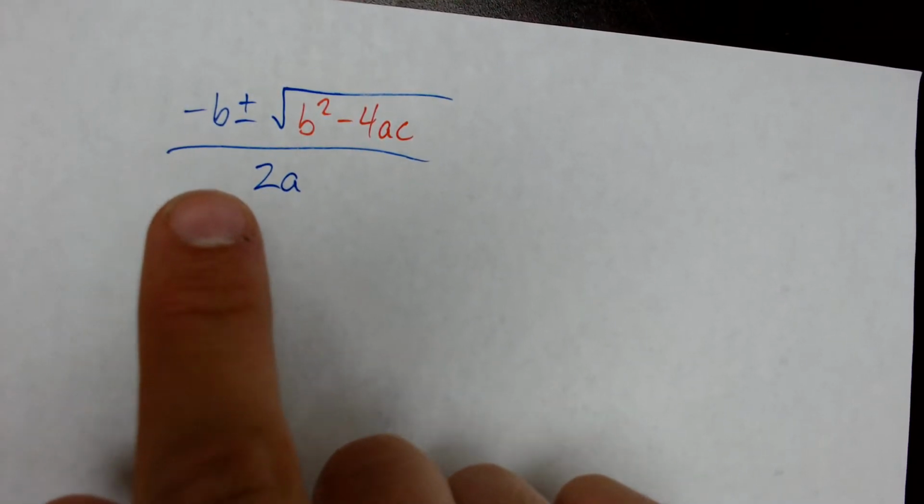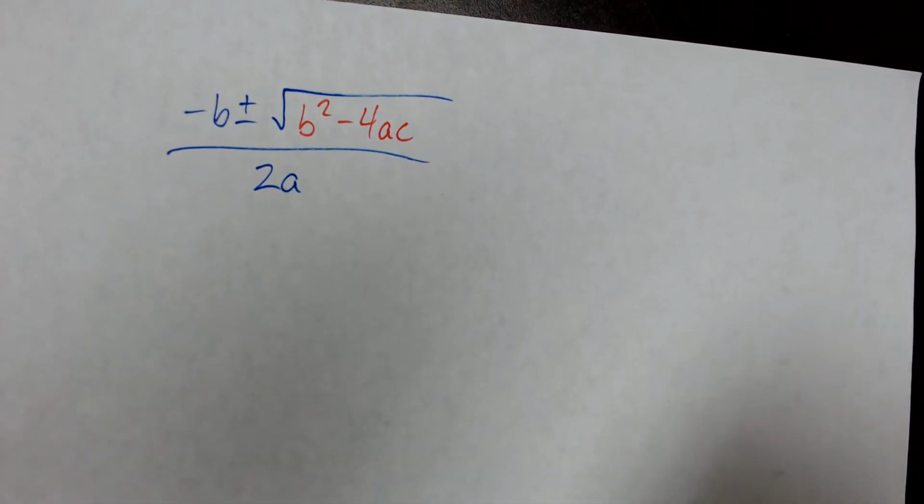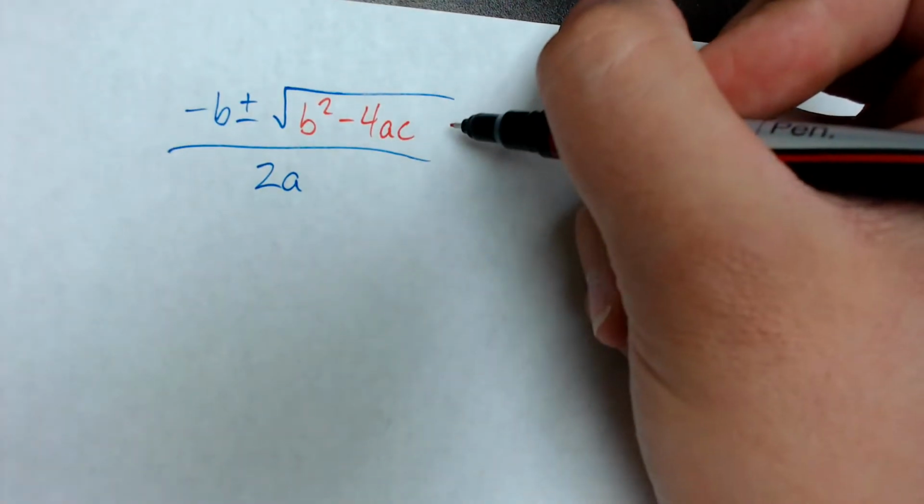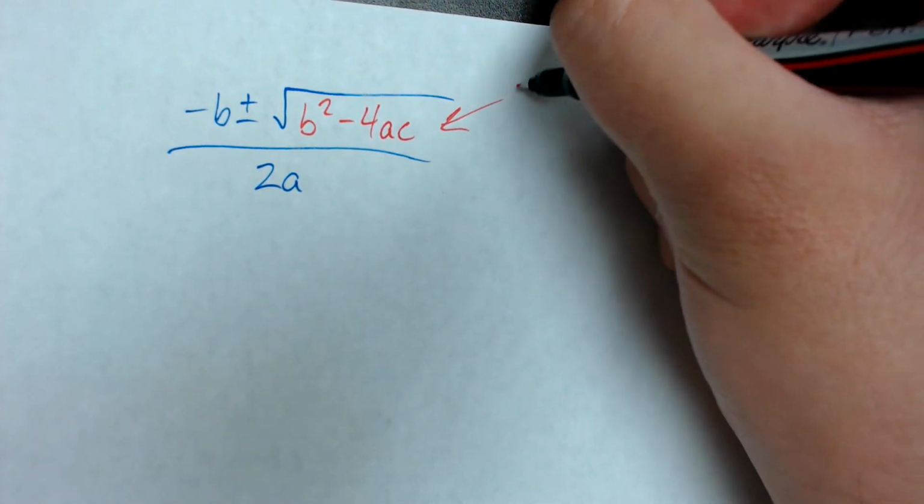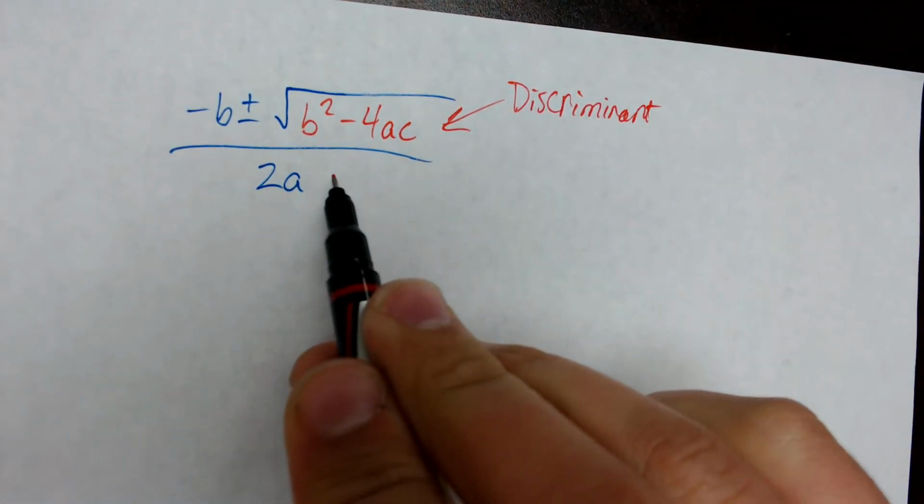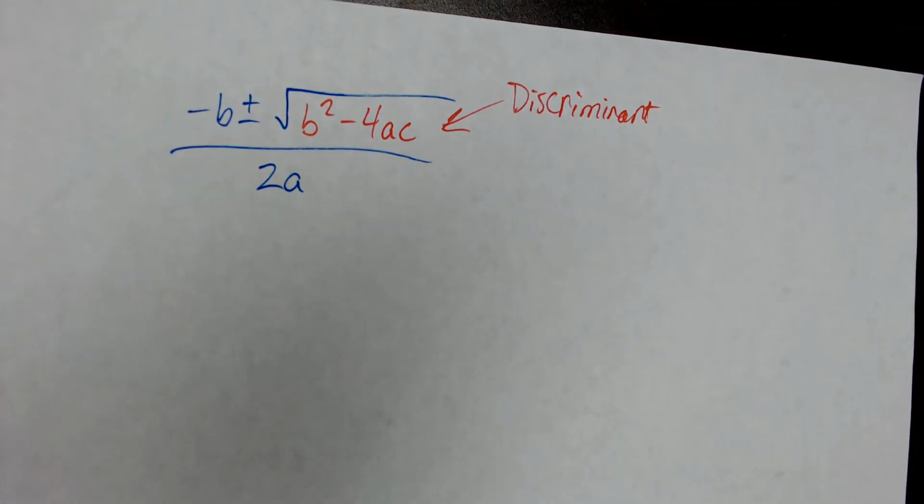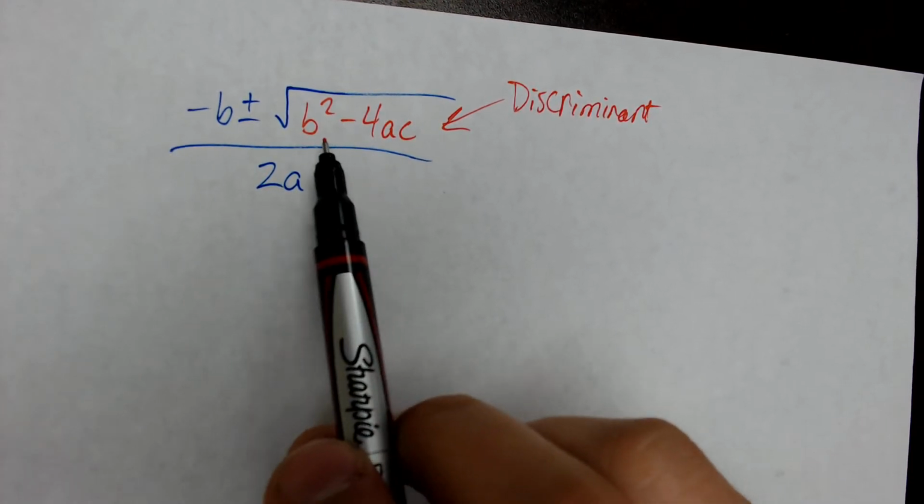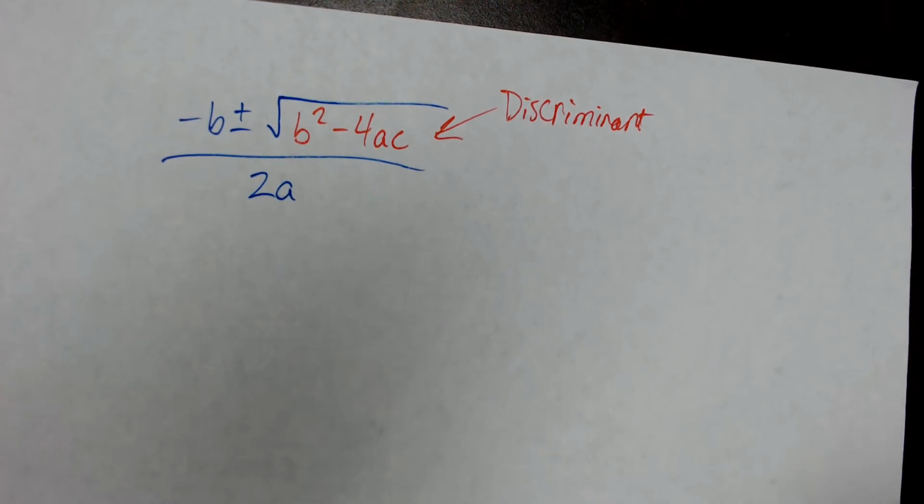So we know the quadratic formula here is negative b plus or minus the square root of b squared minus 4ac, all over 2a. Now the discriminant in the quadratic formula is this piece right here, the b squared minus 4ac. The reason why this is the discriminant is because this is the all-important part of the equation that tells us whether or not our answer to our quadratic is going to be a real number, a complex number, or an irrational number, or an imaginary number.